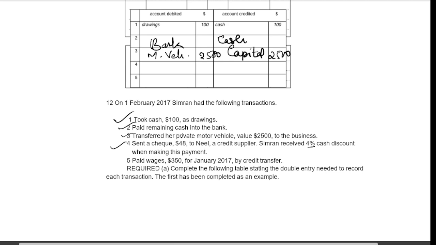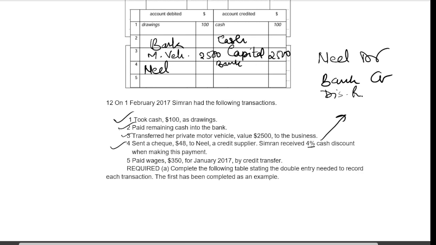So you have to make a simple general entry. What is going out? Bank is going out. So this is a cash discount general entry. You paid it to whom? You paid it to Neil, so Neil will be debited. Then you paid the money, so bank will be credited, bank will be this side. And there is a discount received, because Simran received a discount and we are doing the transaction for Simran only. So discount received. Now we have to make the amounts.